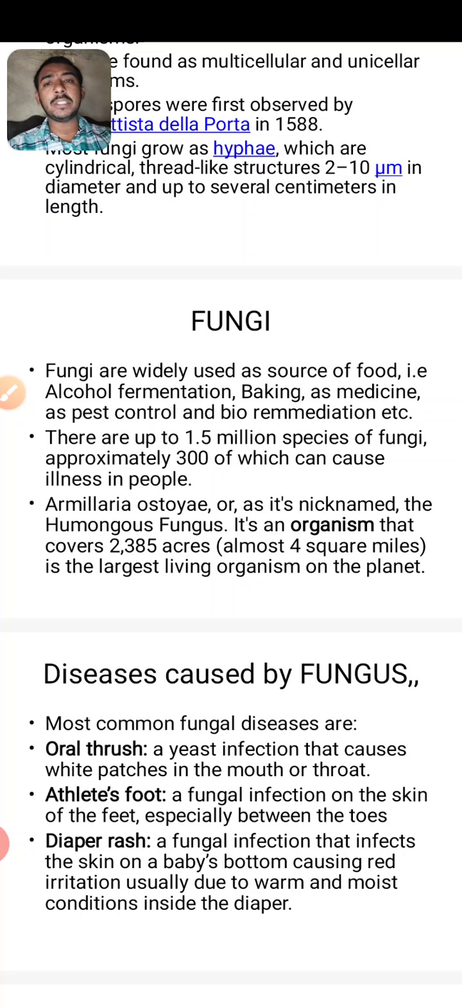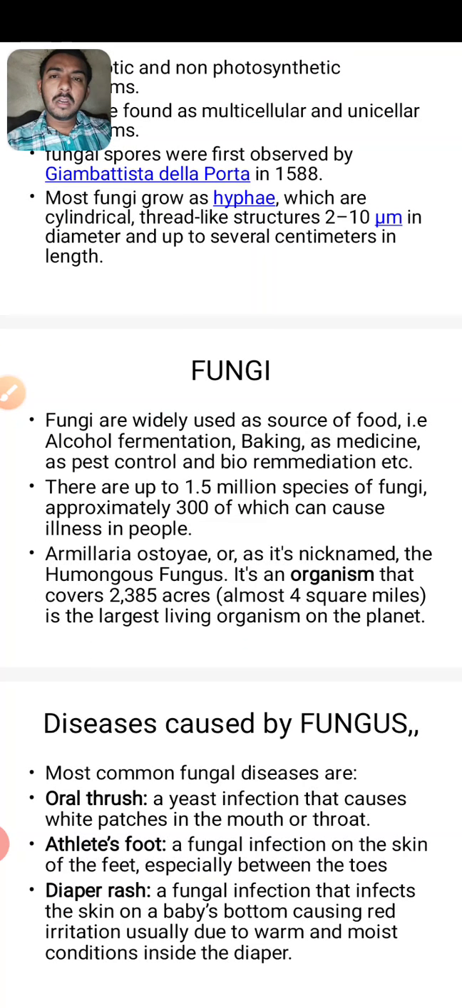Except for 300 species, all other species, from some say 1.5 million, some say 2.2, some say 3.8 million, whatever the total number of fungi species is, only 300 types of fungi are known to cause some sort of illness in people.